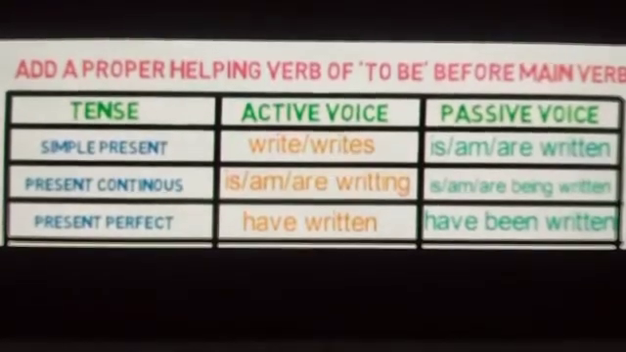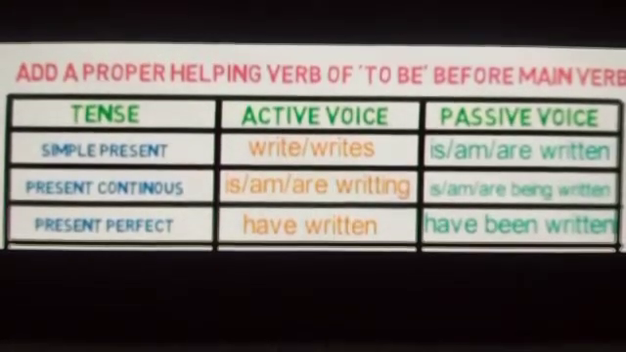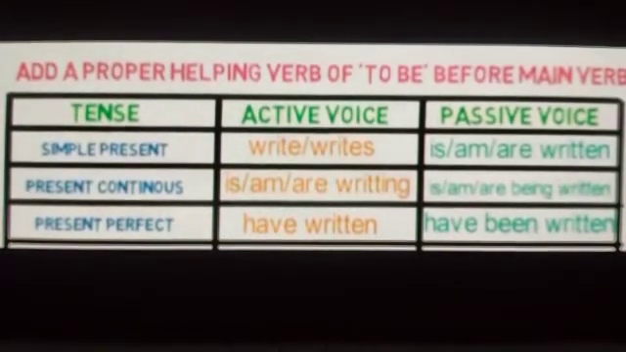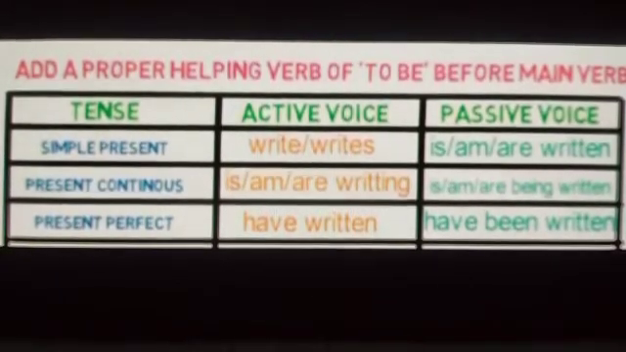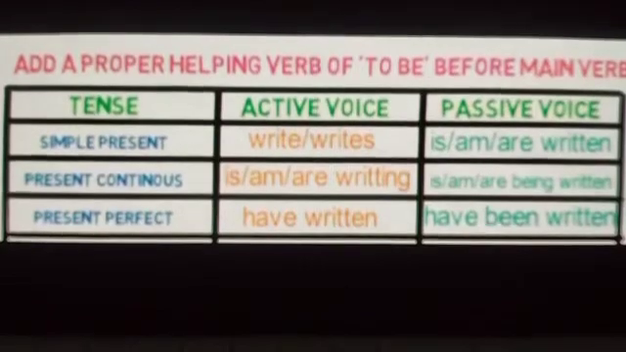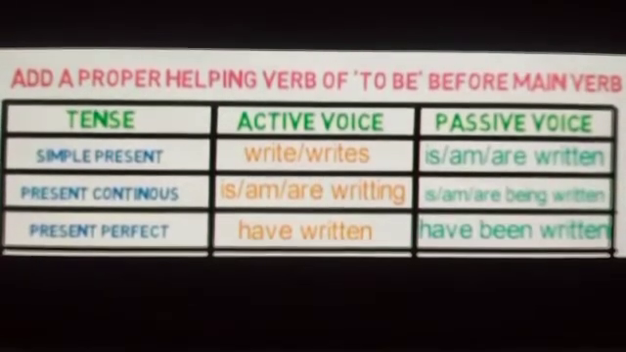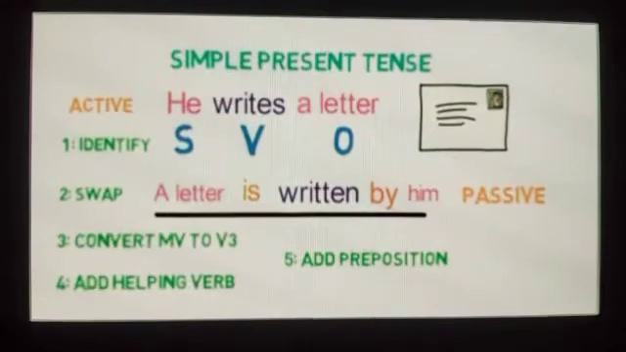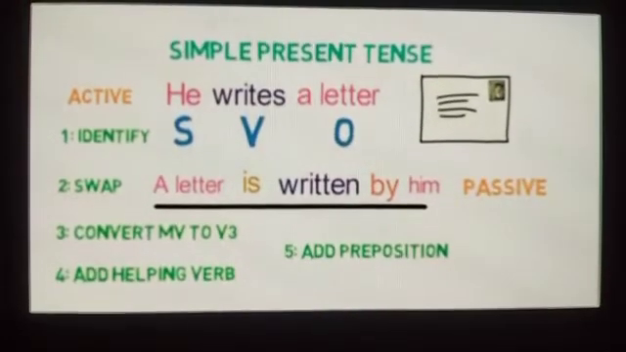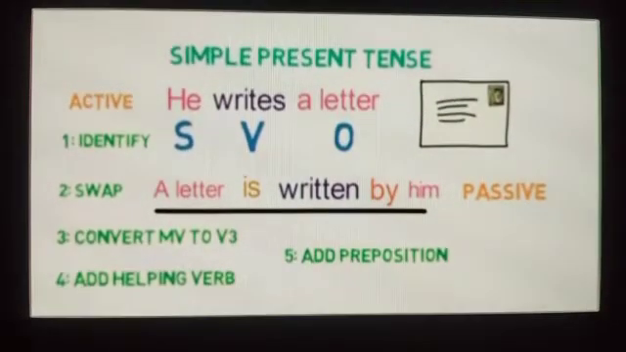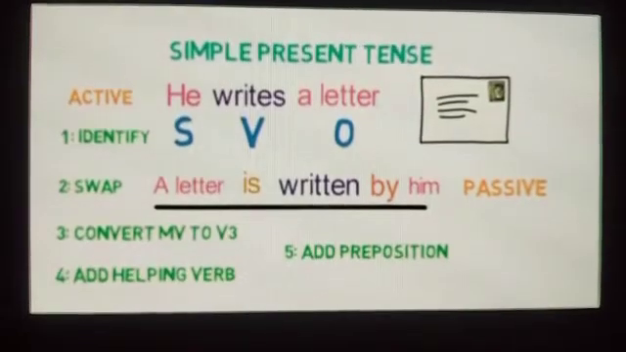In the active voice of present perfect tense, we use has, have plus third form of verb. But when we are going to convert into passive voice, we use has, have plus been, and again the third form of verb will be used. We do not make passive of present perfect continuous tense. Now let us understand how to change active voice into passive voice in simple present tense.